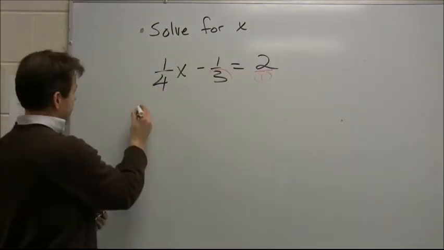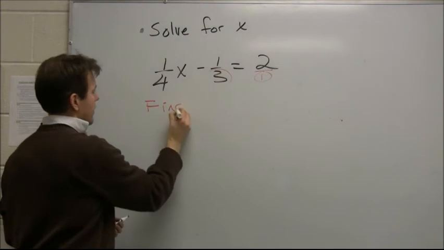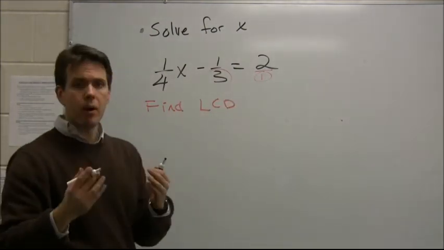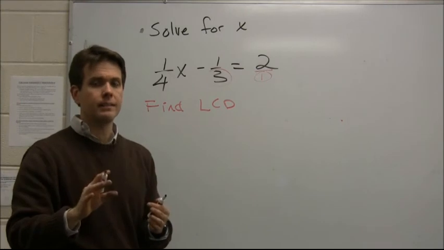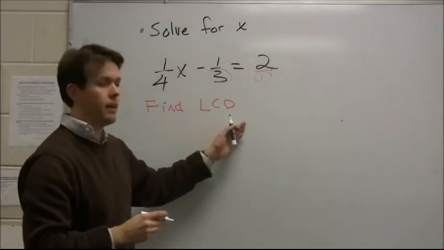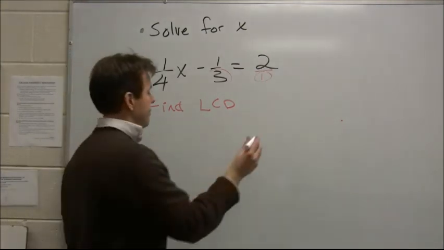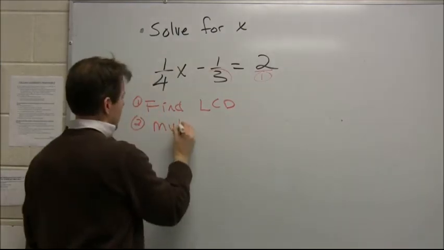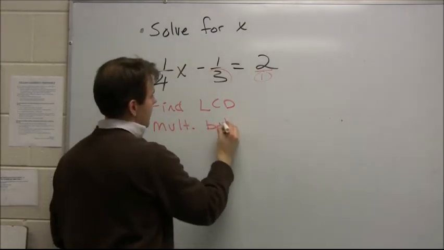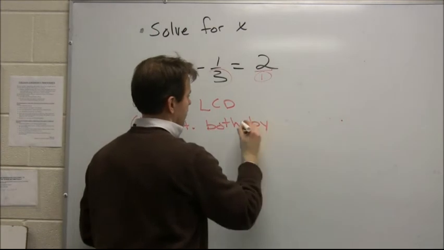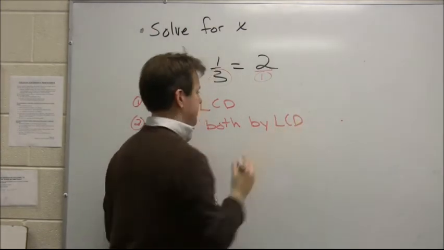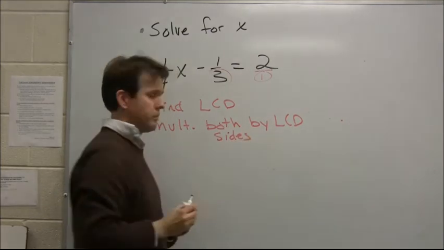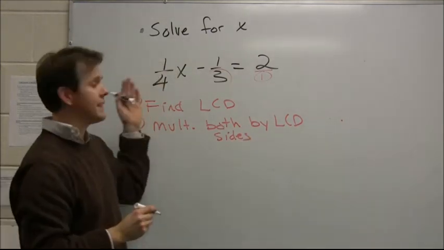We try to find the LCD. So step 1 is find the LCD and multiply both sides. That's key. Both sides by that LCD, the least common denominator or lowest common denominator. So step 2 is to multiply both sides by the LCD. It should say both sides. Okay? So in this case, what is the LCD?